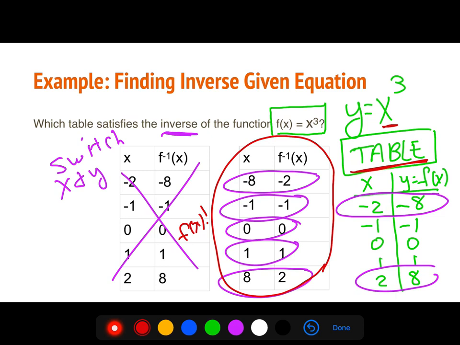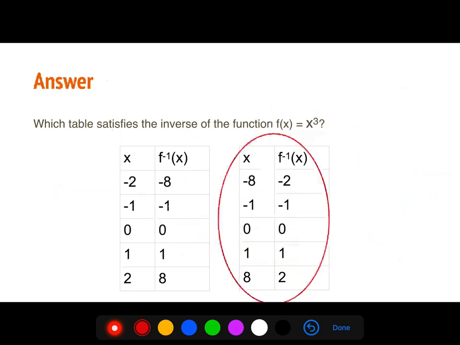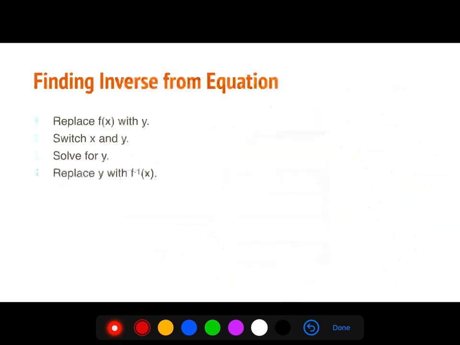So which table satisfies the inverse? We go to the graphing calculator, find the table, find the original, and then switch the x and y. That's what you're going to do a lot of today, switching x and y.